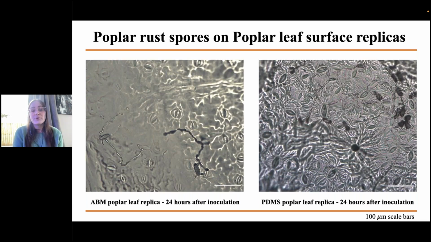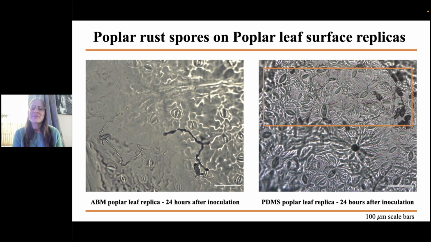This is the Myrtle Rust spores on their leaf replicas. Again, they were able to grow really, really well. I'll just put an orange box around that one to make it a little bit easier to see. But they grew really similar on both materials. They did sort of seem to grow a little bit longer on the PDMS one, interestingly enough. It's possible that they were having to search for nutrients or possibly searching for stomata a bit further.